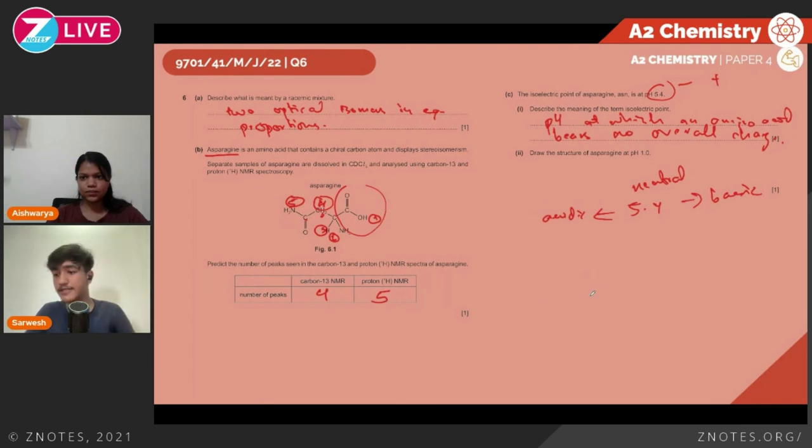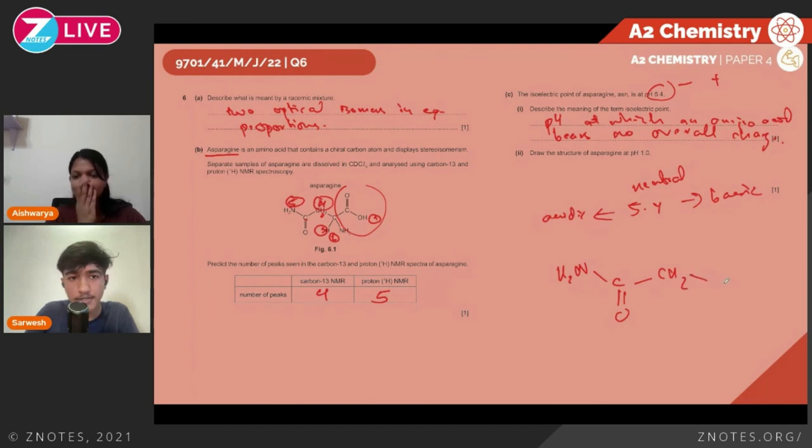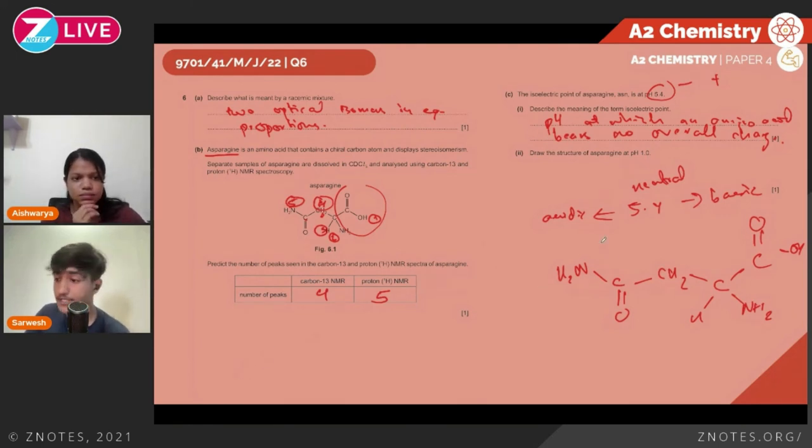So in the case of asparagine, H2NCOCH2CHNH2COOH. Okay, so at a pH of 1, this is an acidic condition for asparagine. So over here, this NH2 will bear a plus charge.